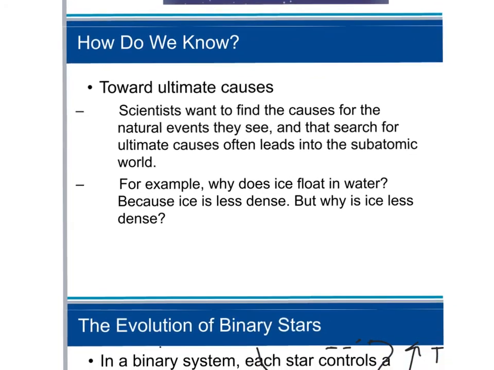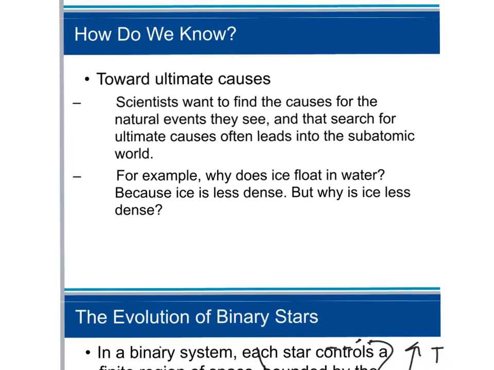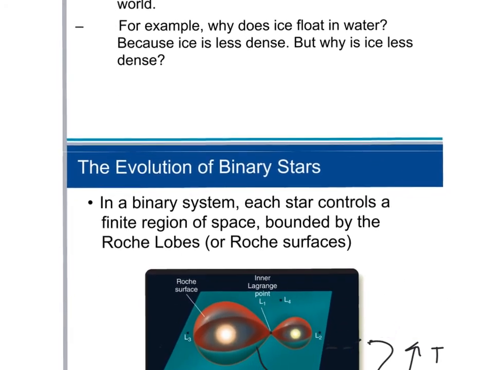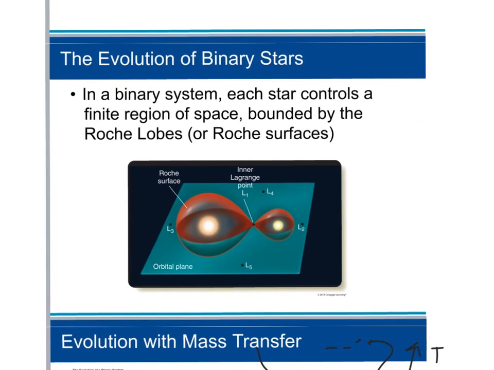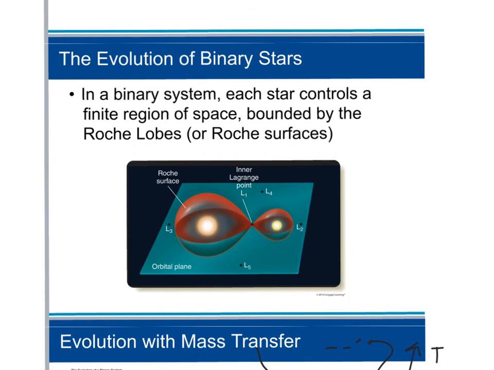So scientists want to find causes for natural events. They search for ultimate causes, which often leads to a better understanding of all the subcomponents too. So looking at why ice floats, it does so because it's less dense. But why is it less dense? All those different questions, the ultimate causes, are what scientists are always looking for. And that's no different in astronomy.